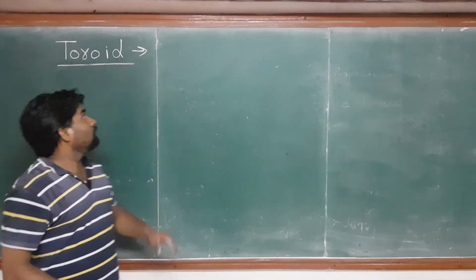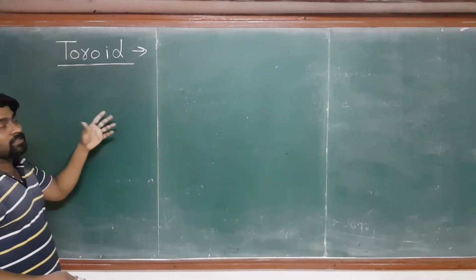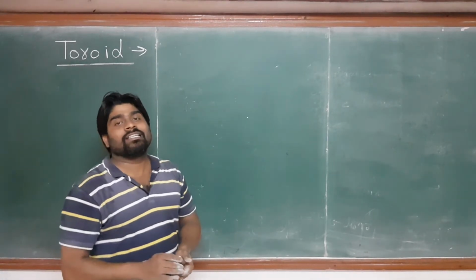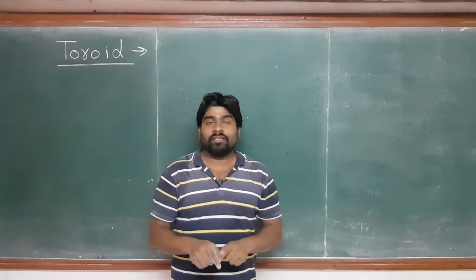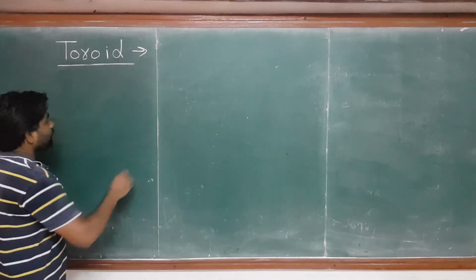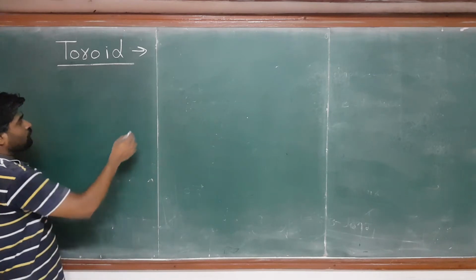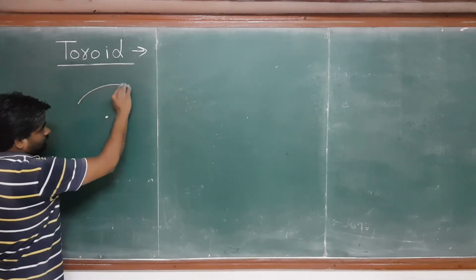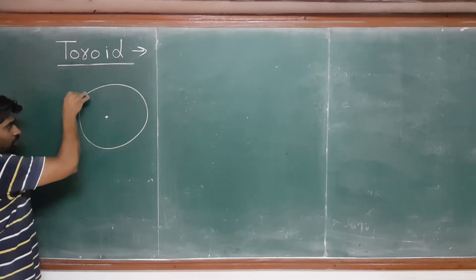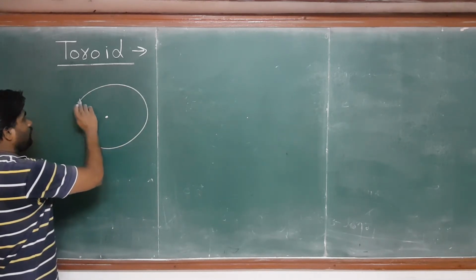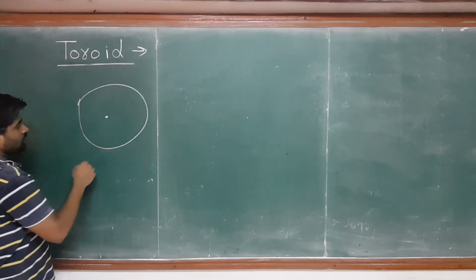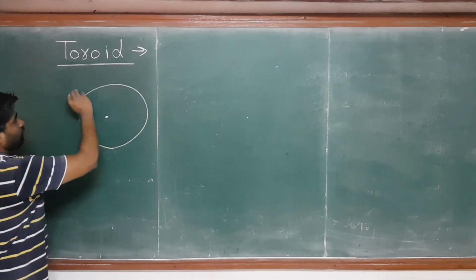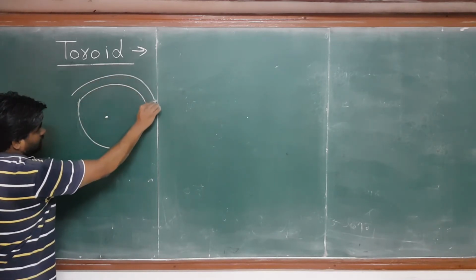Now our next and last topic is the toroid. A toroid is an endless solenoid bent into a closed ring. That's why it is called the endless solenoid. And what would be the diagram of the toroid? Say this is the circular core. I'm not good at diagrams. So this is called a circular core, of thickness like this.